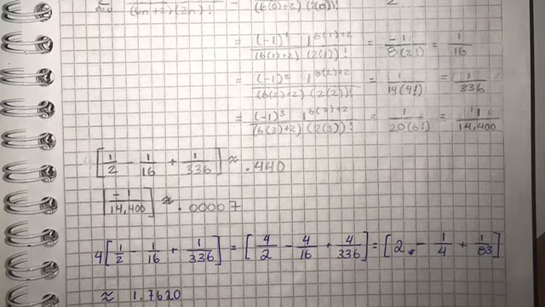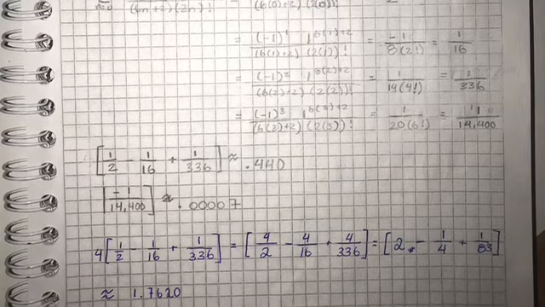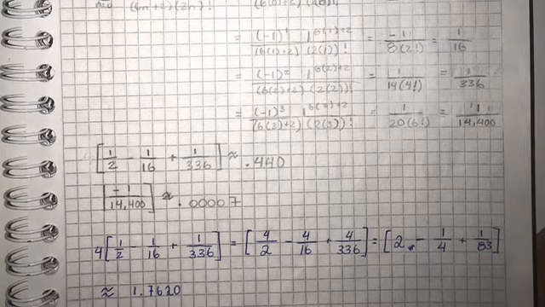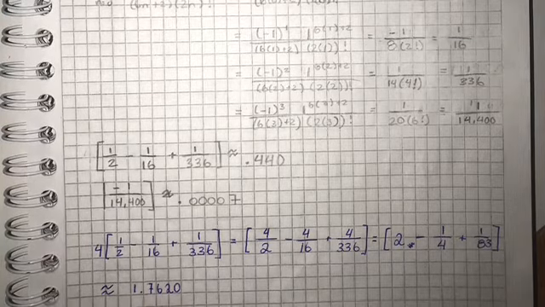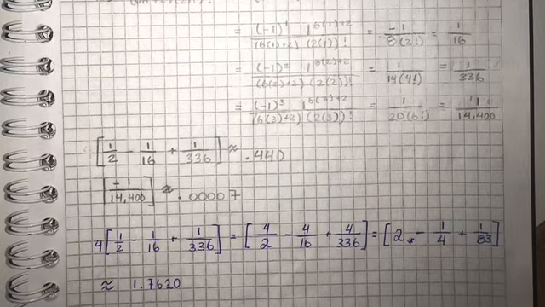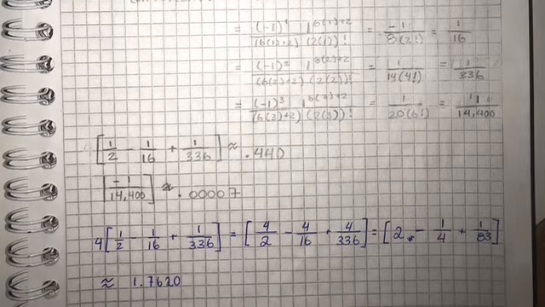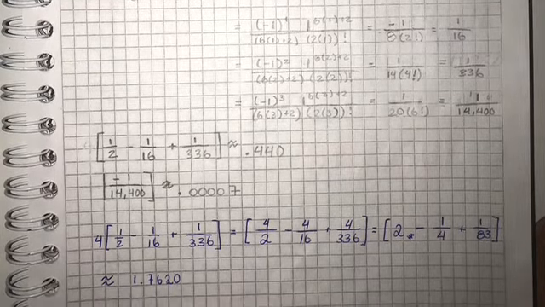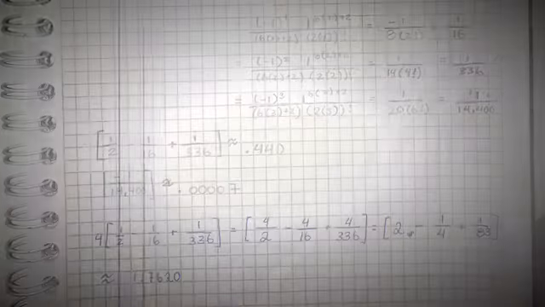After that, we can take the first sum, like the first input we did, and multiply it by 4, giving us the answer 2 minus 1/4 plus 1 over 83. That will give us 1.7620.